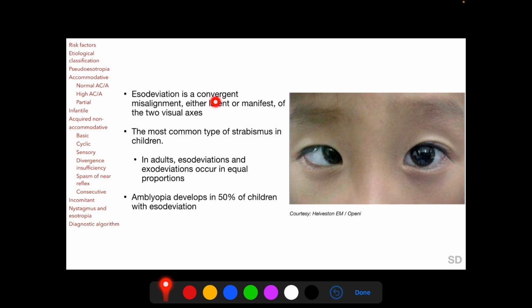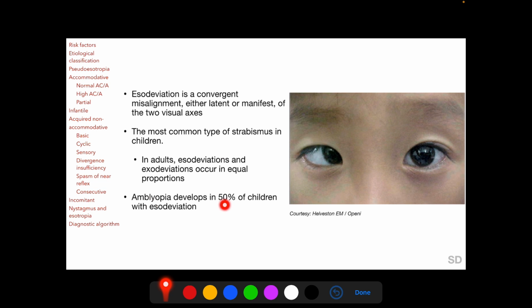An esodeviation is a convergent misalignment between the visual axes of the two eyes, and this misalignment can be either latent or manifest. A latent esodeviation is called an esophoria, and a manifest esodeviation is called an esotropia. We have discussed the difference between phorias and tropias in the session on motor evaluation of strabismus. Esodeviation is the most common type of strabismus in children, but in adults, esodeviations and exodeviations occur in equal proportions.